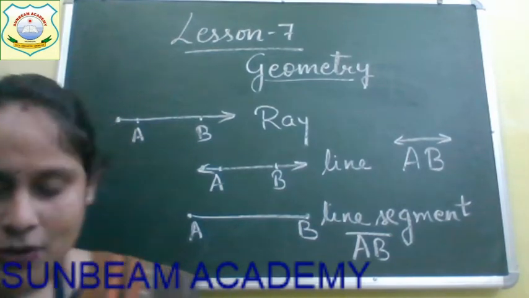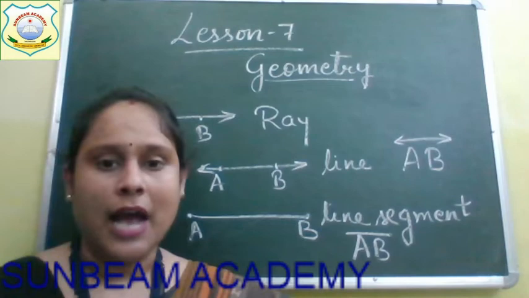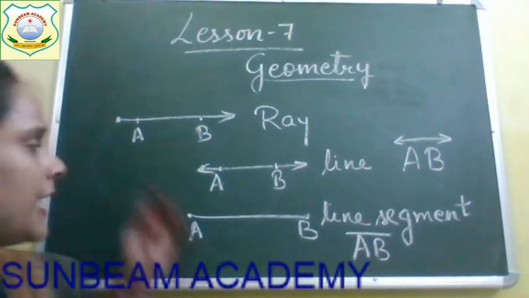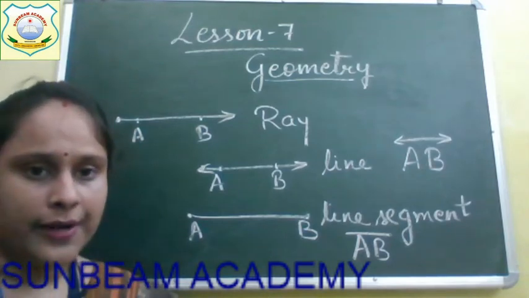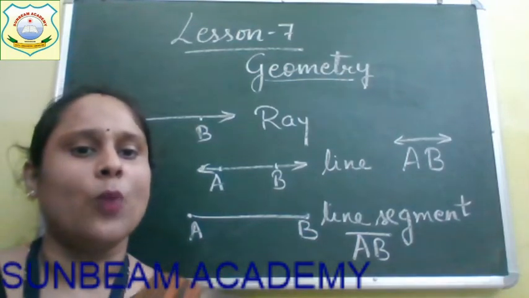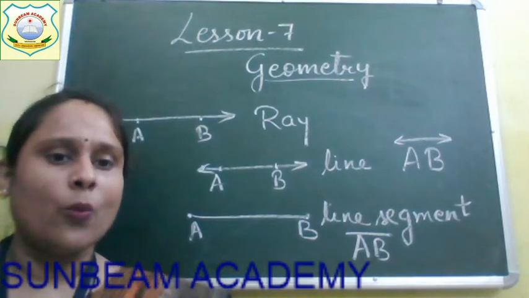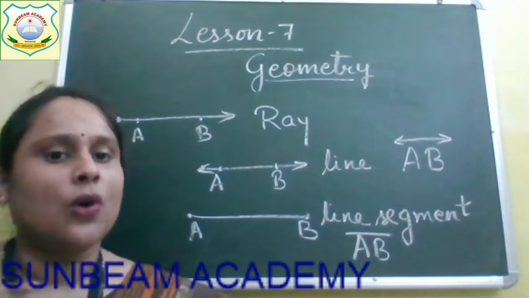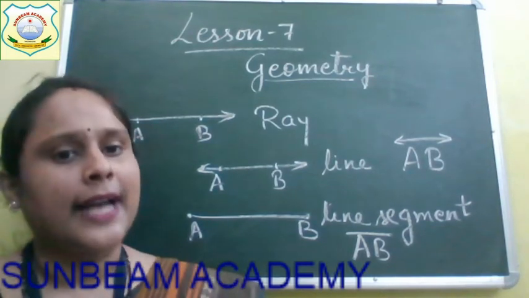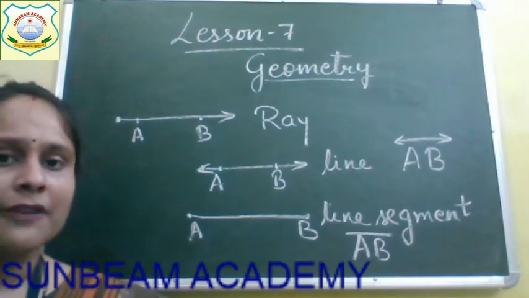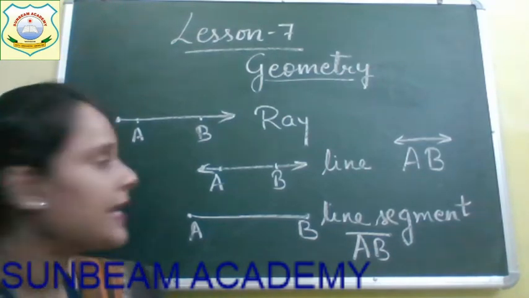Now see the next figure. Now I will show you a ray. In a ray there is one endpoint. It begins from an endpoint and it extends in one straight direction. So a ray has one endpoint and it can be extended in one direction. Now you have understood the difference between a ray, line and line segment.